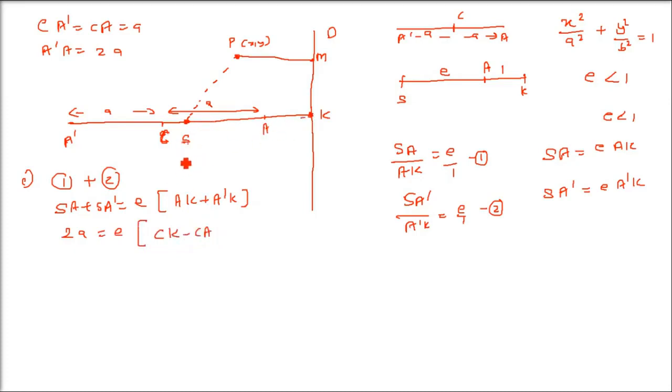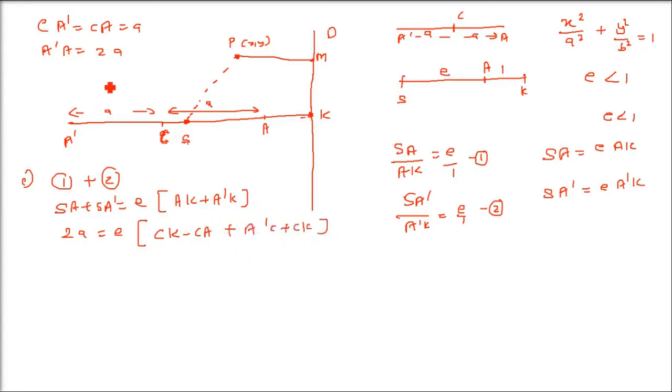AK will be this total CK, and you subtract CA from here. And then how about A dash K? A dash K will be A dash C plus CK. I am talking about A dash K: you add A dash C, come up to A dash from C, and then add CK. So A dash C plus CK.